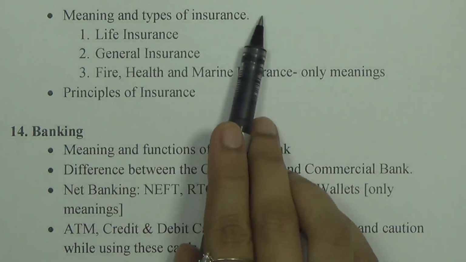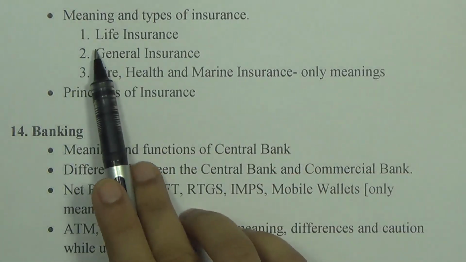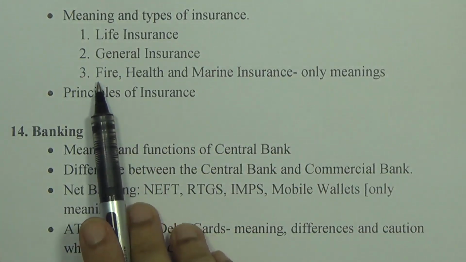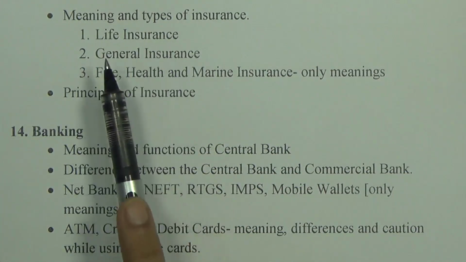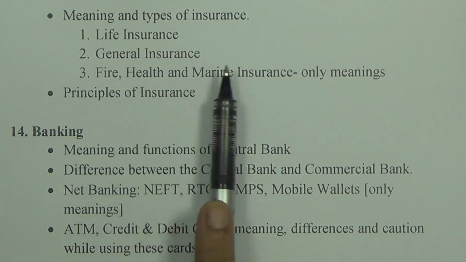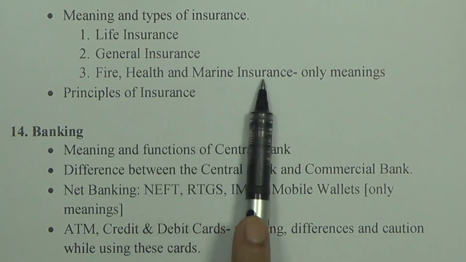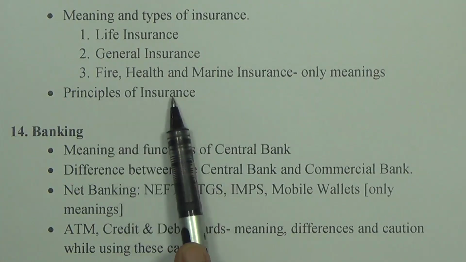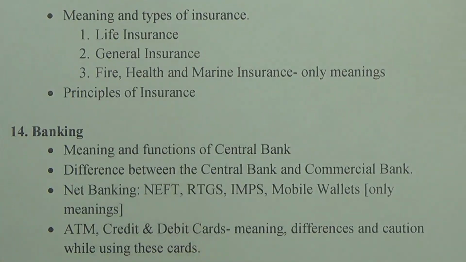Meaning and types of insurance. There are four types of insurance we need to cover: life insurance, general insurance, fire, health and marine insurance. For these three, you need to only look up the meanings of them. Principles of insurance is important.